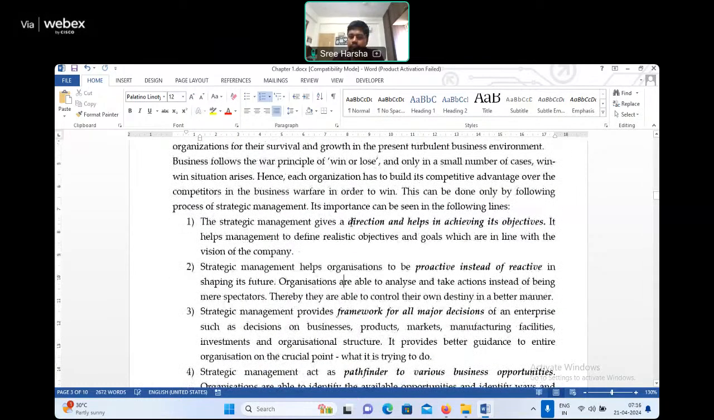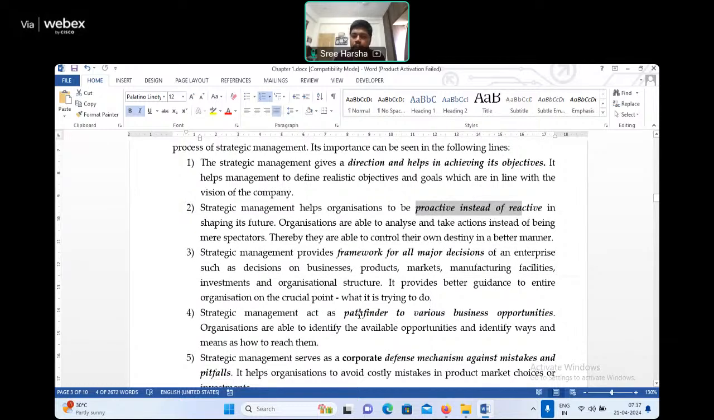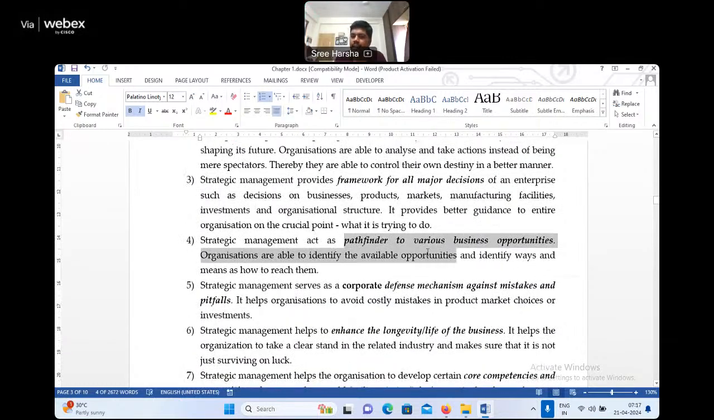So reasons are summarized over here. The importance: it helps in directing and achieving the objectives. It will provide a framework for all the decisions. It will make the management proactive instead of reactive. We will not wait for the change to happen. We will actually be the change makers most of the times when you adopt strategic management kind of a technique.